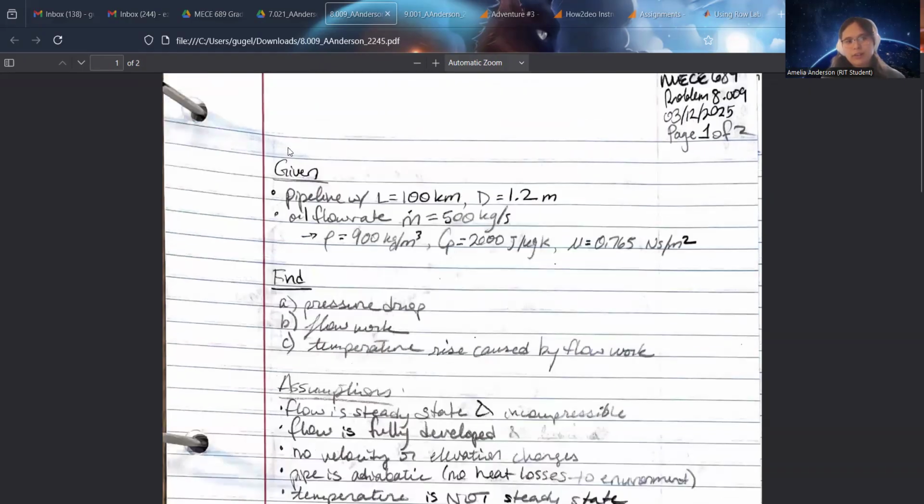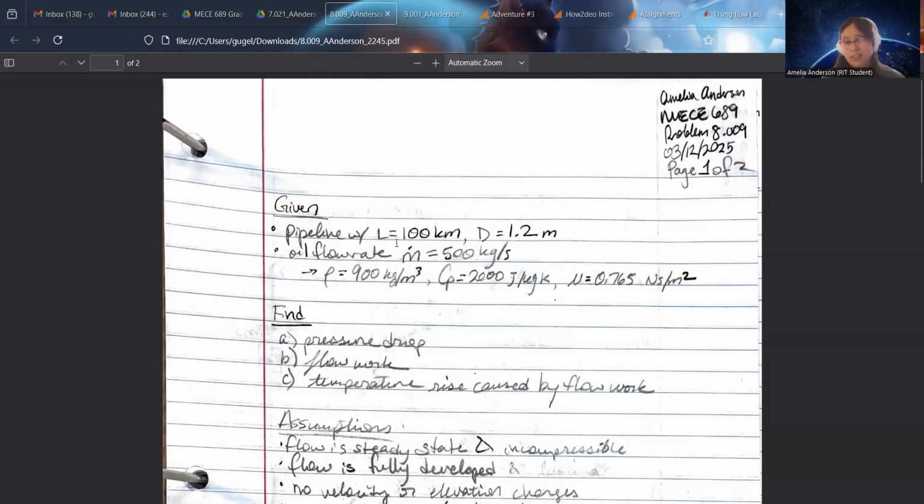We've got a pipeline that's 100 kilometers long. Not that long, but it's pretty long actually for our general purposes, because normally we look at things that are pretty tiny, but yeah, 100 kilometers.